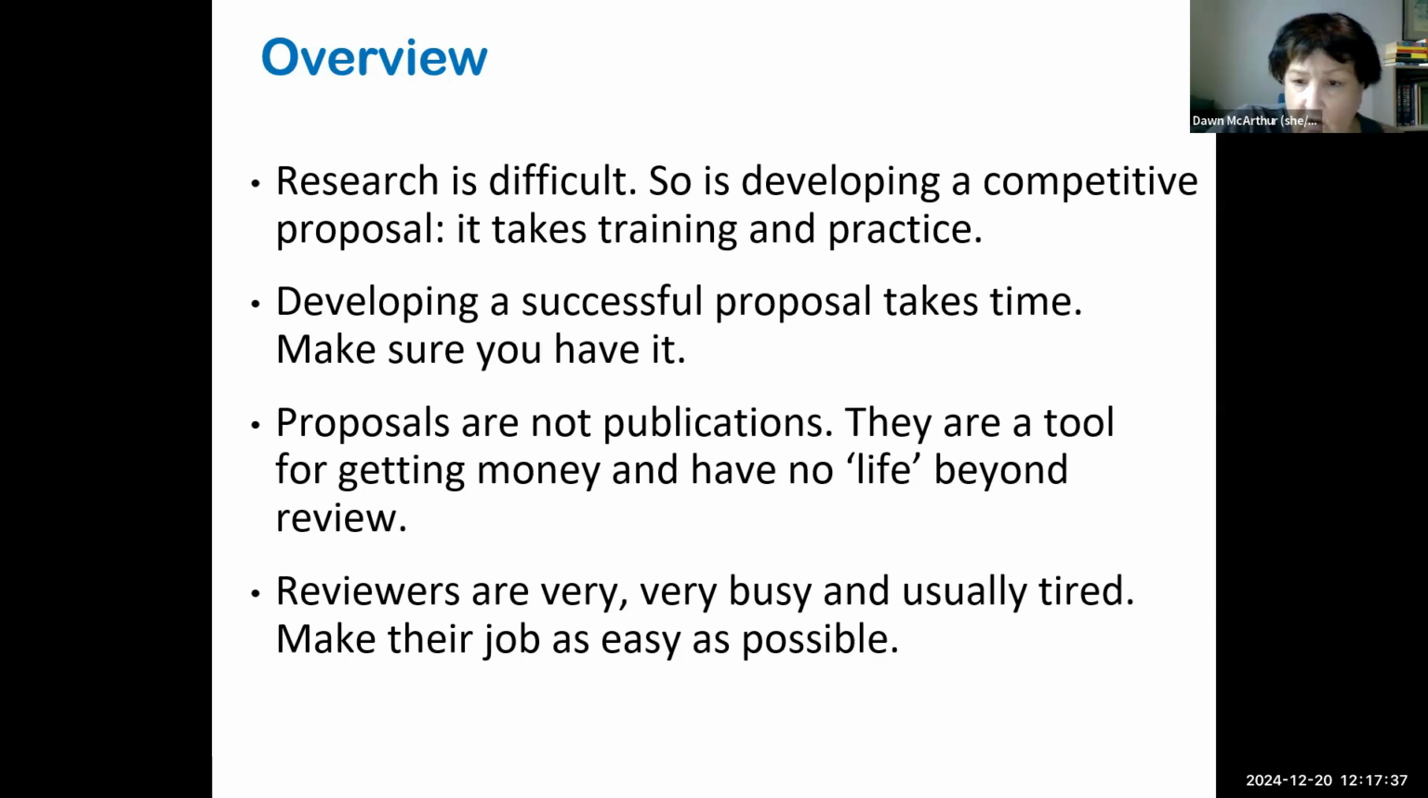If you did a really strong literature review of some sort, take it out of your grant and publish it, because no one else is going to see it. They're confidential documents. They have no life beyond review. We also need to remember reviewers are very busy and tired, and they're doing their reviewer job on top of everyday life, and we need to make their job as easy as possible. And I'm going to talk about some ways we can do that.